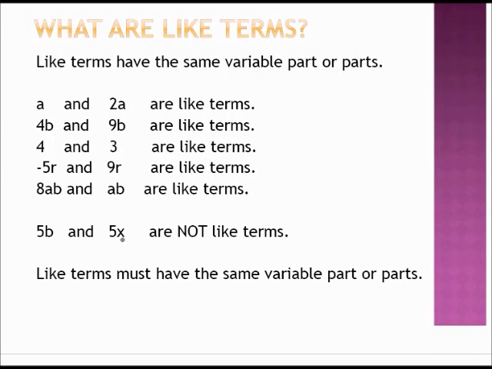5B and 5X are not like terms. They have different letter combinations. Even though the number is the same, the letter combination is different. Here we have a B, here we have an X. So they are not like terms. They have to have the same variable part or parts.